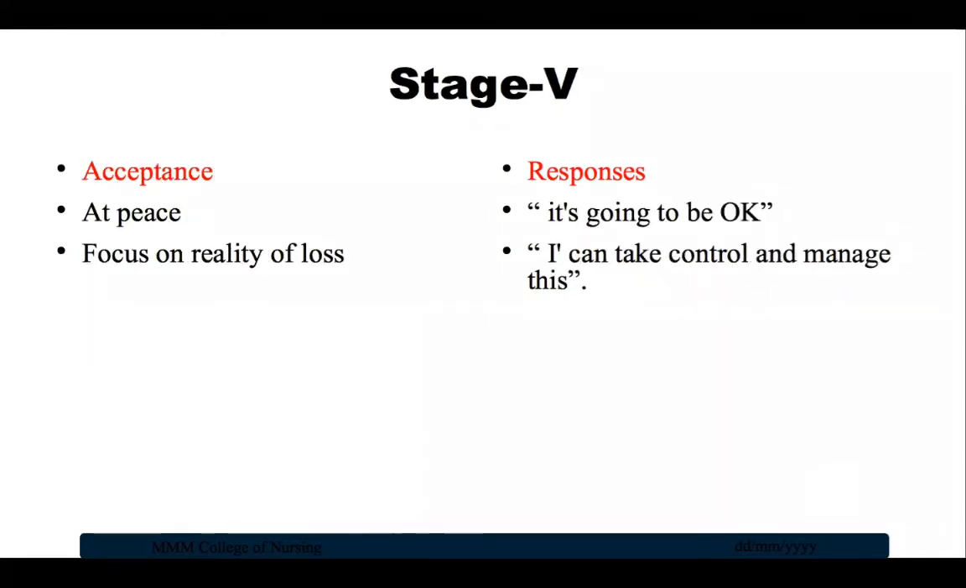Stage 5, acceptance. In this final stage of grief, the person accepts the reality of their loss, that it cannot be changed. Focus is on the reality of the loss and its meaning for the individual affected by it. At this stage, the person may still feel sad, but they are able to start moving forward with their life. The responses include, it's going to be okay. I can take control and manage this.